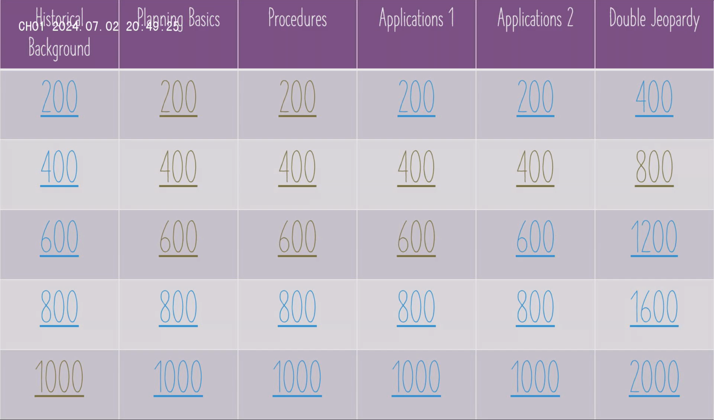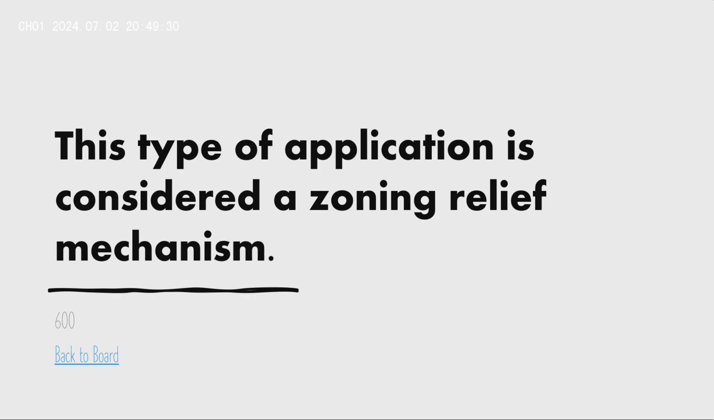Applications 2 for 600. Okay. This type of application is considered a zoning relief mechanism. Oh, God. I can't think of it. You didn't tell us we were going to get tested at all. I did at the beginning of the presentation. Well, I don't think it's a type of application though, but I was going to say a variance. Yes. Good one.